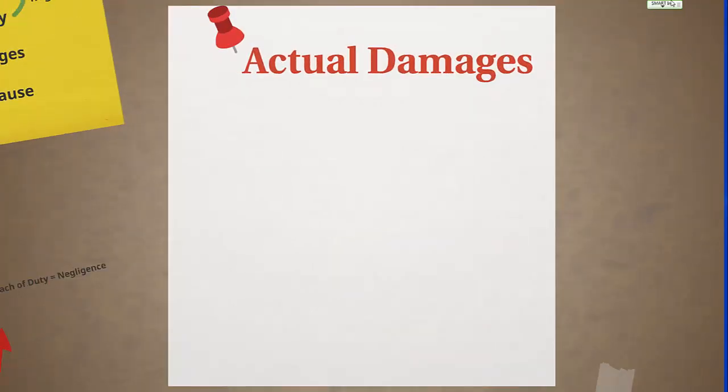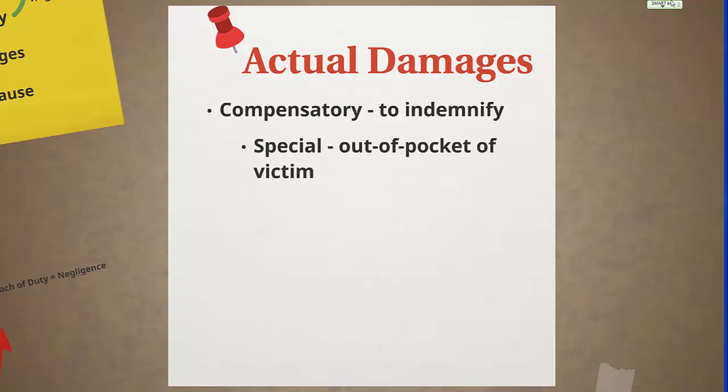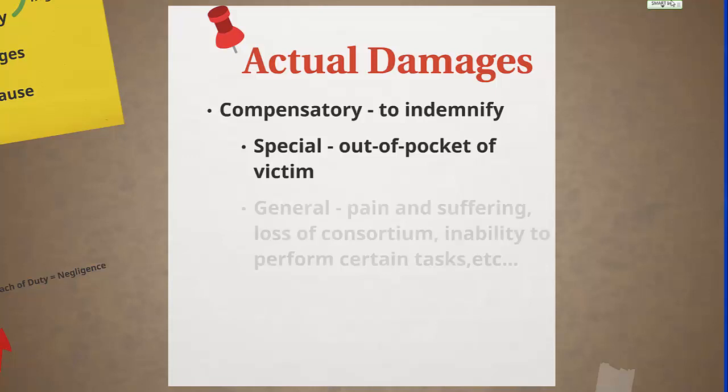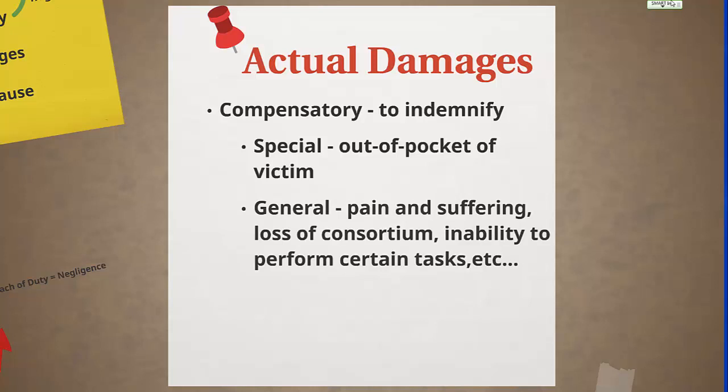So there are several types of actual damages. Compensatory, which indemnify the insured. These include special damages, which are out-of-pocket costs of the victim: medical bills, and the cost to repair and replace property, as well as lost wages, any kind of rehabilitation, any cost that the victim incurs that they would not have otherwise incurred if the accident hadn't happened. Then there's also general damages, such as pain and suffering, loss of consortium, inability to perform certain tasks. While these do occur because of the accident, they're not easily quantified or given a financial figure.